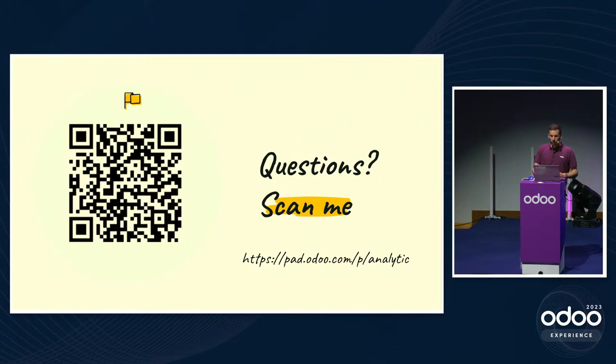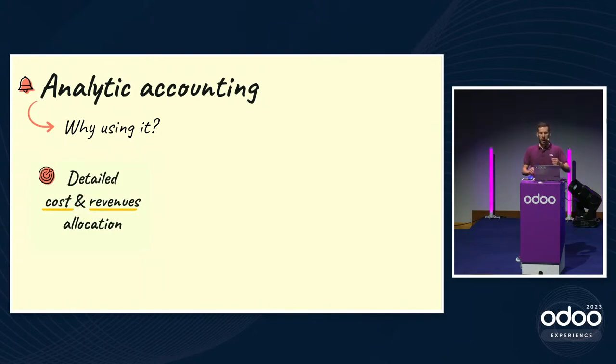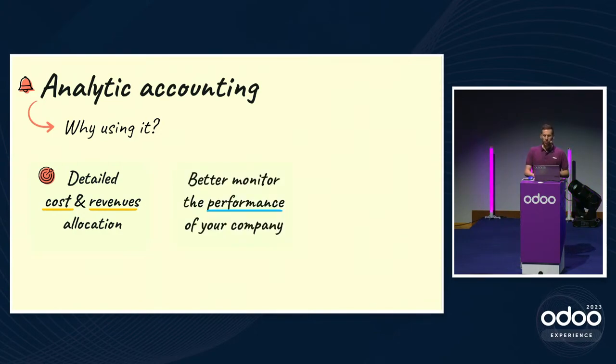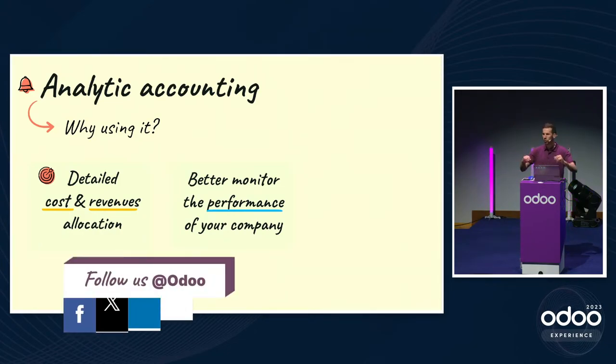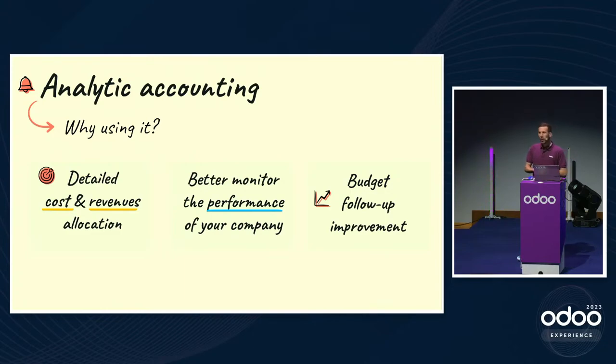So maybe to start, what is analytic accounting and why use it? Basically, analytic accounting is an additional layer to your general accounting where you create categories, if I can say it like that, to properly and in detail allocate all your costs and revenue. And why is it interesting? Because you will be able to much better monitor the performance of your company, since you will have a full overview of how you spend your money and how you gain revenue. It will also definitely help you with your budget process.